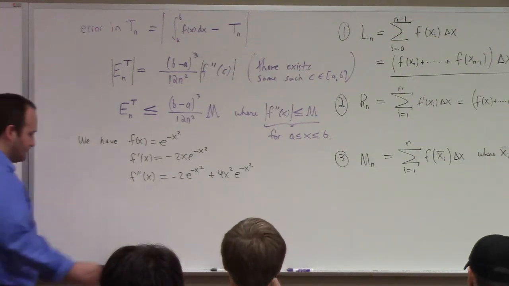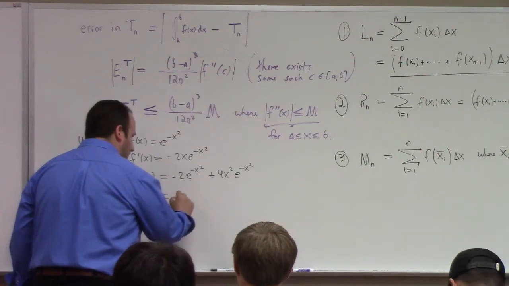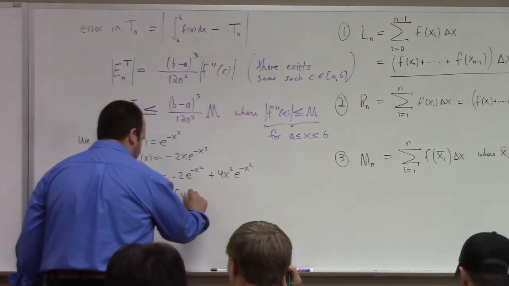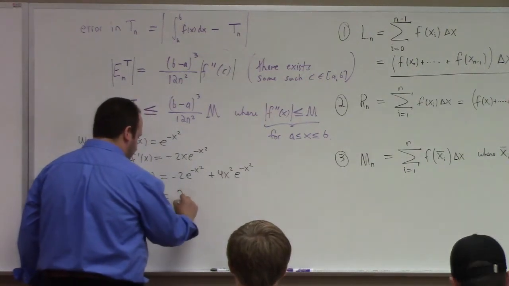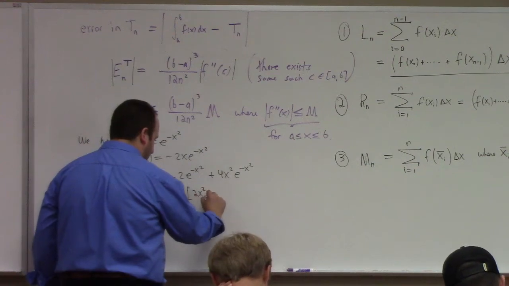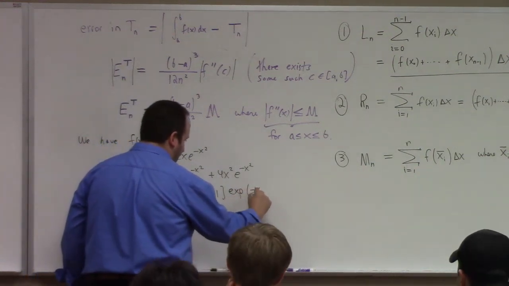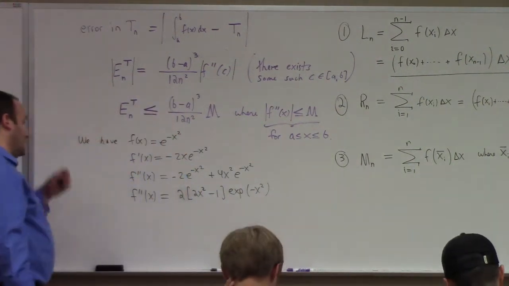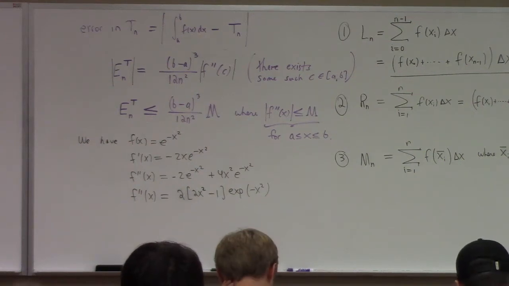We can clean it up though. So what we have here is the second derivative of f is in fact 4x squared. Oh man, let me pull out a 2 here. That'd be better. So 2 times (2x squared minus 1) times the exponential of minus x squared. Now, that's actually pretty easy to analyze because the exponential is positive, right?